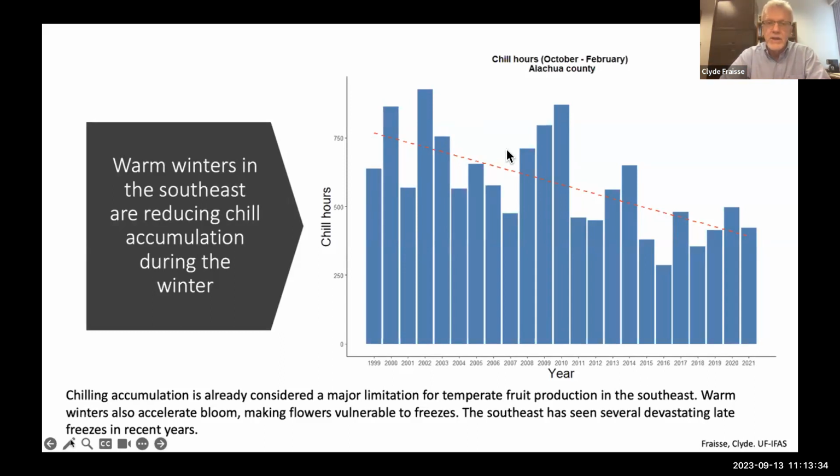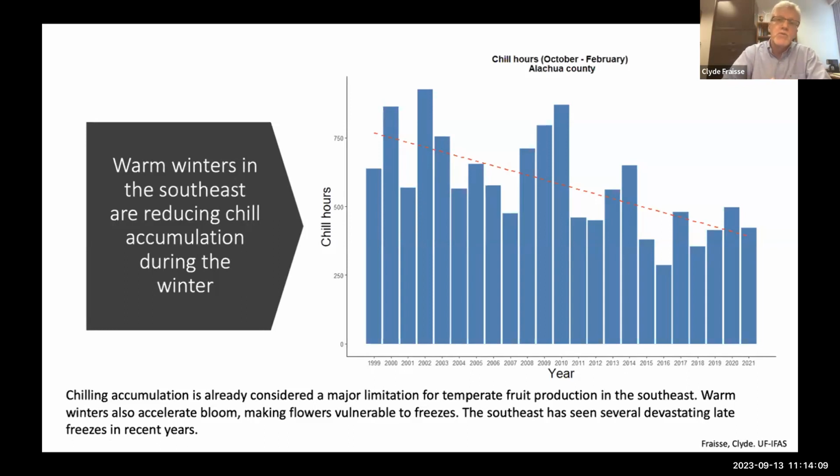We have seen a decrease in the accumulation of chill hours, which is a major problem for temperate fruit, as you probably know. You may have seen reports from Georgia last year that production of peaches was very poor due to a lack of chill, and the same problem happens sometimes with blueberries here in the northern parts of Florida, also southern Georgia.